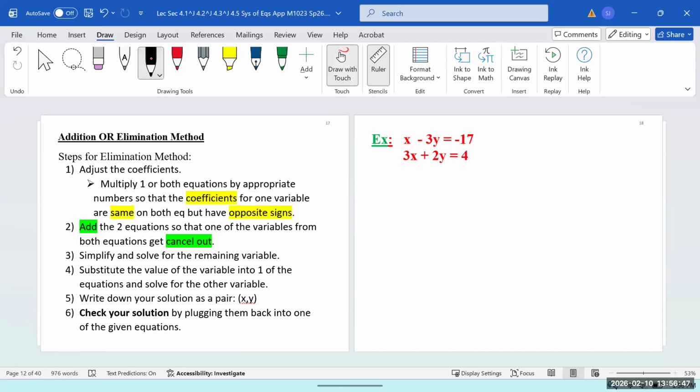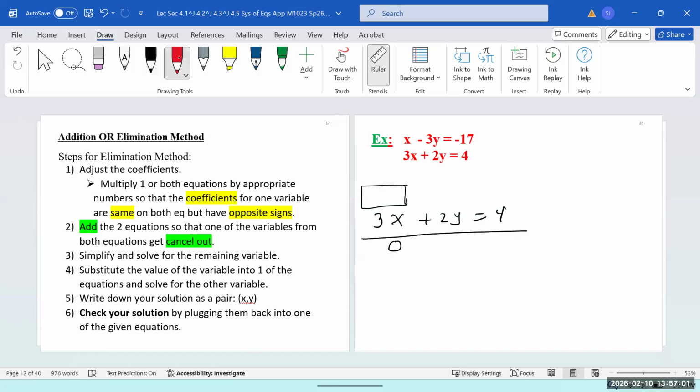So the second equation has 3x plus 2y equals 4. In order to cancel and get 0 here, which x do we want to have on the top? 3x. But 3x plus 3x is 6x. We want to have negative 3x. So when you add them, they become 0. Now you observe the first equation. Our first equation has x in the front: x plus 3y equals negative 17.